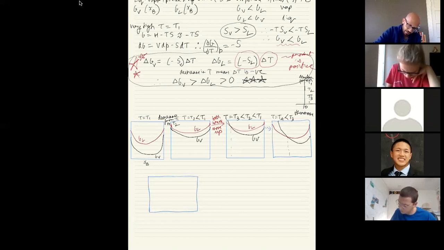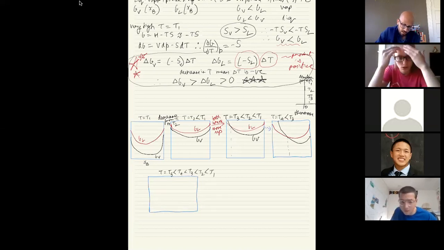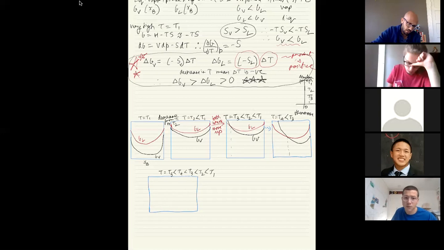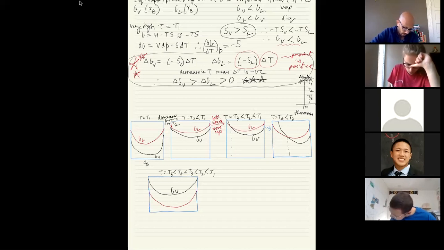So finally, at a temperature which is extremely low, T is equal to T5, which is smaller than T4, which is smaller than T3, which is smaller than T2, which is smaller than T1, what will happen is that the vapor curve would have moved up so much higher that it will stop intersecting the liquid curve. So now the vapor curve will look like this, and the liquid curve will look something like this. So it's very much similar to the first, T is equal to T1, but now you have G vapor sitting above G liquid. So at a very low temperature, liquid will always be stable.